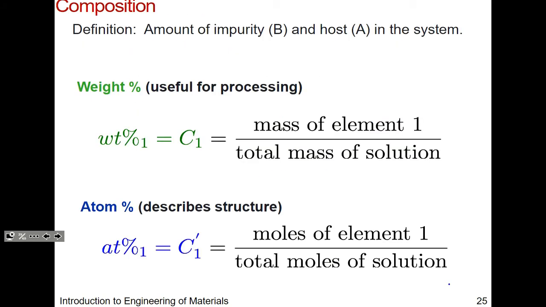When we want to talk about weight versus atomic percent, for weight percent, we're talking about the mass of some element in the whole system. Right? I have 5% beryllium, weight percent beryllium. So I assume that means in 100 grams I have 5 grams of beryllium in there. That's weight percent, right? Atomic percent is different.